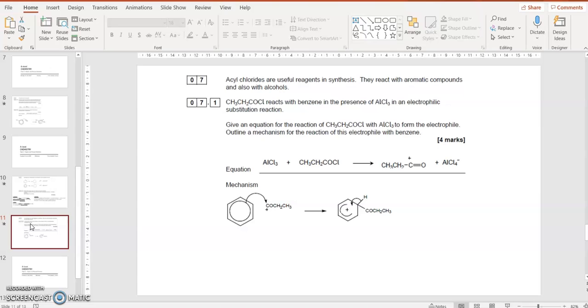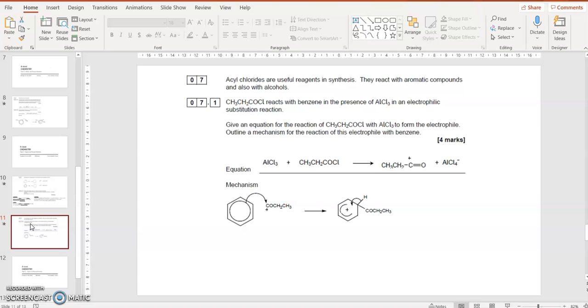Okay, question 7, 7.1. Acyl chlorides are useful reagents in synthesis to react with aromatic compounds. So how do I get an acyl chloride such as propanoyl chloride onto the ring? So if you've got an acyl chloride, something with a COCl, you need an aluminium trichloride catalyst, AlCl3. It removes the Cl and leaves a plus charge on the C. So it's CH3CH2CO with a plus charge on the C.